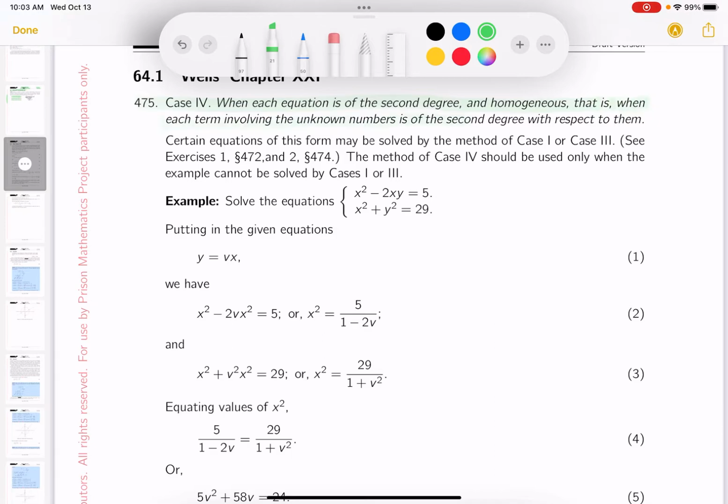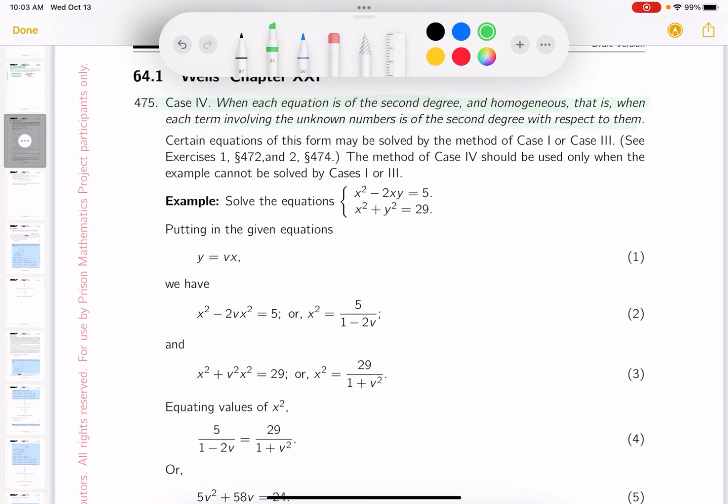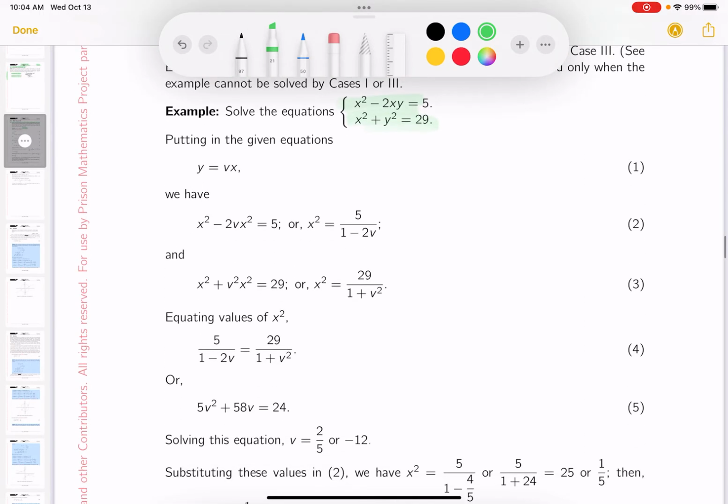I'll read that to you, by the way. So it was in each equation of the second degree and homogeneous, that is, when each term involved the unknown number of the second degree in respect to the... wow, that's a lot said over here. Here's an example of that case. All right. Then he goes through a method that he'd like you to follow.